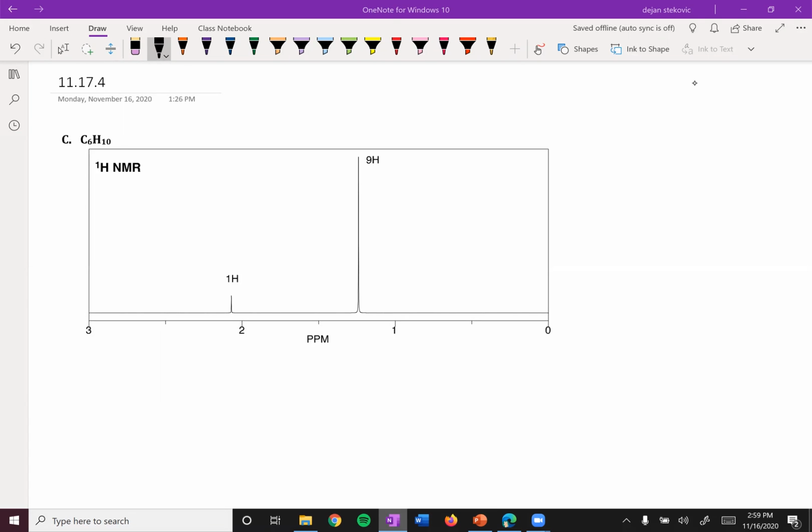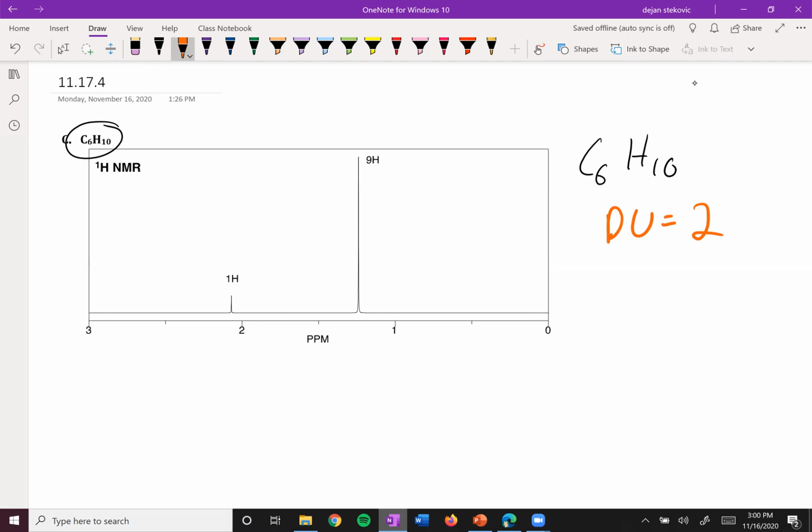All right, let's take a look at another one. So we've got C6H10. First thing we want to do, calculate the degrees of unsaturation, right? So you can use that equation, or you can think that if this was fully saturated, it would have 14 hydrogens, so it's missing 2 pairs. So there's 2 degrees of unsaturation, right?